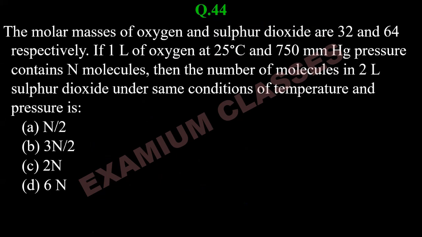The molar masses of oxygen and sulfur dioxide are 32 and 64 respectively. If 1 liter of oxygen at 25 degrees Celsius and 750 mm Hg pressure contains n molecules, then the number of molecules in 2 liter sulfur dioxide under the same conditions of temperature and pressure is? This question is not tough. It looks tough.